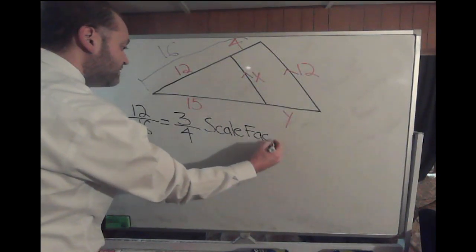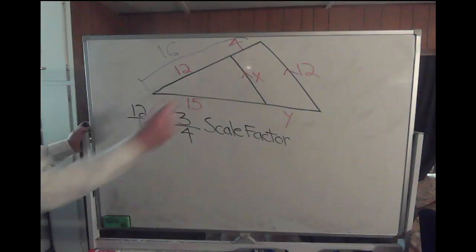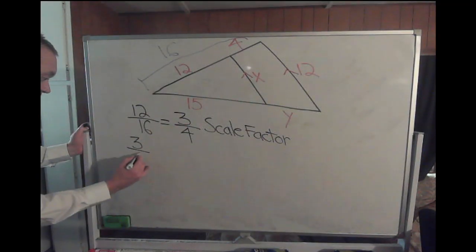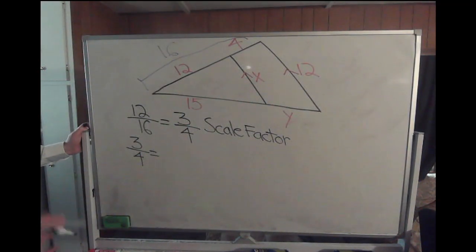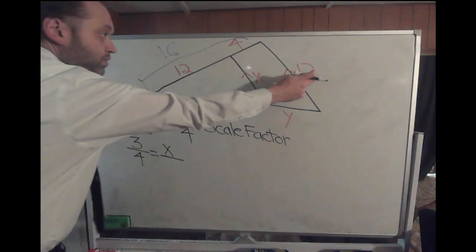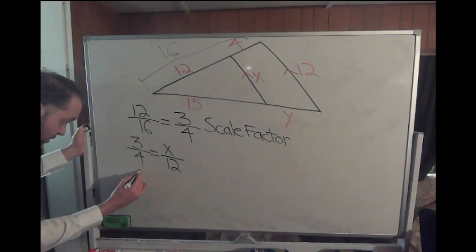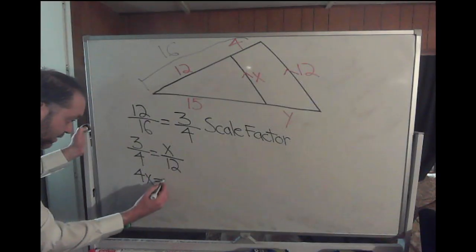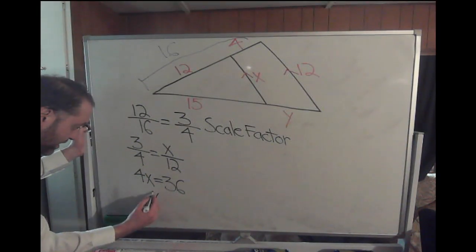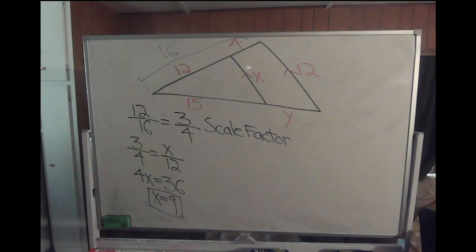So now that we've identified our scale factor, we're in business. Now, of course, we want to solve for x to start. So you'll take your scale factor of 3 to 4, set that equal to, since we started with the smaller triangle first, x in the numerator over the corresponding side of the whole triangle, 12, in the denominator. Then you do the cross product, you get that 4x equals 36, which would then give you that x equals 9. So the length of x in this case should be equal to 9. Now we got to solve for y.